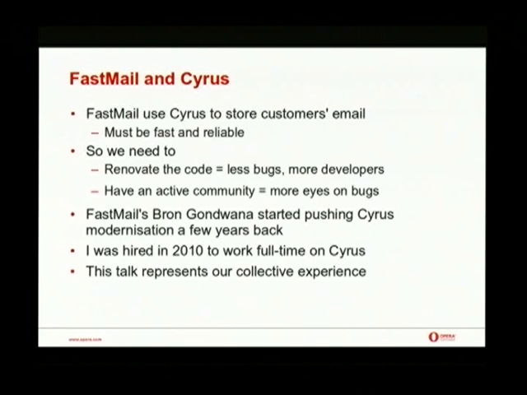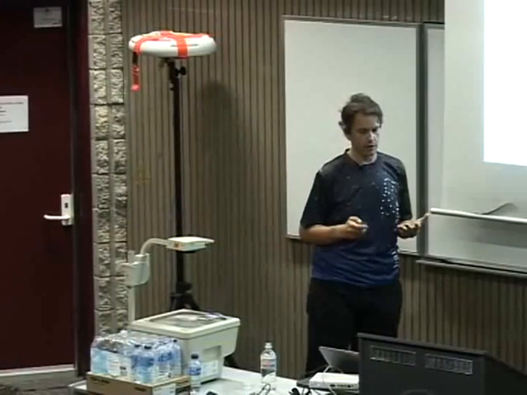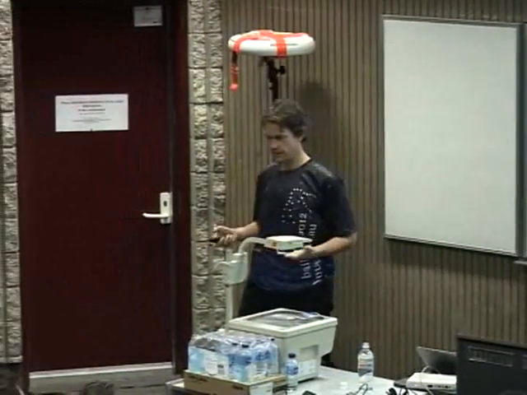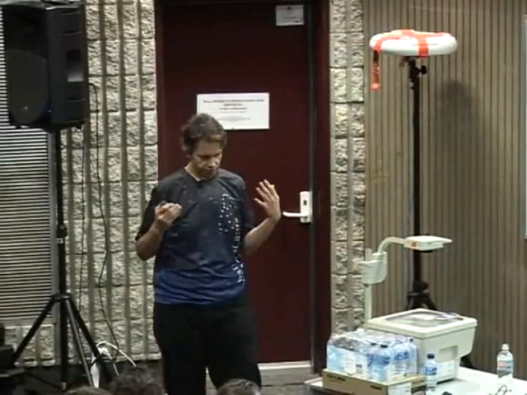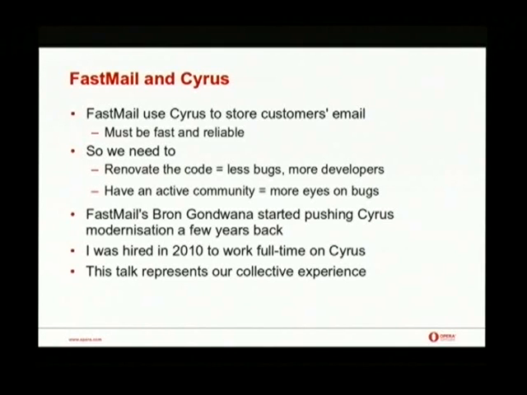Anyway, Fastmail and Cyrus. So Fastmail use Cyrus to store customers' email, which means it's actually important that it work and work reliably. And so as part of that, when you rely on open source software like that, you really have to be part of the community and foster the community. And in the case of Cyrus, it had kind of drifted off into obscurity and the community had kind of died out. And so Fastmail had to help resurrect the whole community. And there's a whole bunch of really good practical reasons why you want to do that. I mean, when the code's renovated, there are fewer bugs simply because the software works better. And the mere fact that your code looks modern attracts developers, which means there's fewer bugs, which, yes?